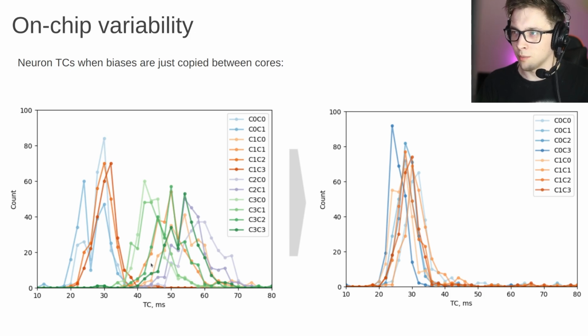This is why calibration is important: it is in fact possible to change the biases such that the distribution of parameters is closer together, like this on the right. But to do that, you have to actually perform the calibration.